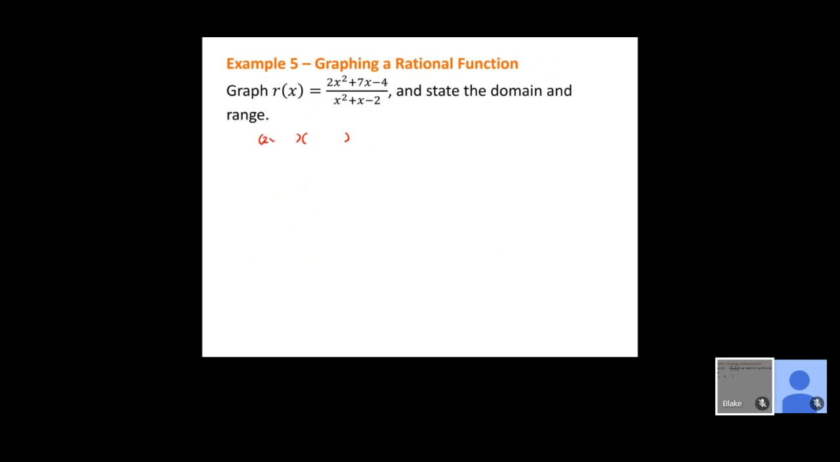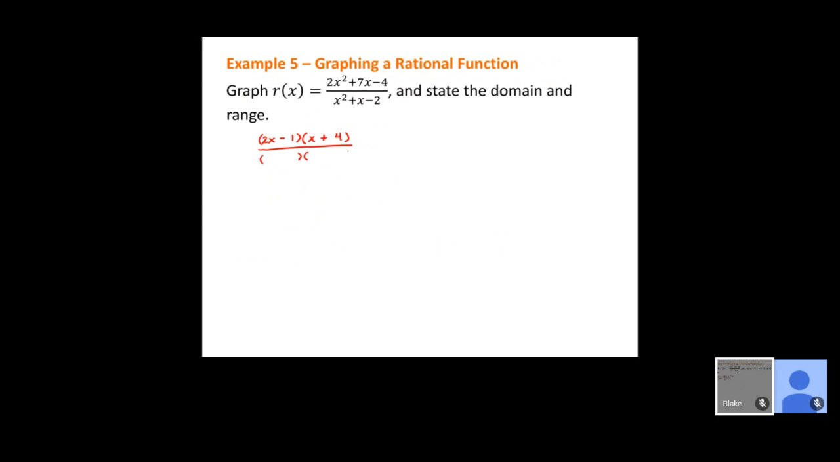factors of 2x squared would be 2x and x. Factors of 4, I could either use 2 and 2 or 4 and 1. I know I'm trying to get a 7 in the middle, so I'm going to go with 4 and 1. That would give me 8 and 1. We'll do a positive 4 here and a negative 1 there. That would give us 8x minus 1x. That would be 7x in the middle. Over.